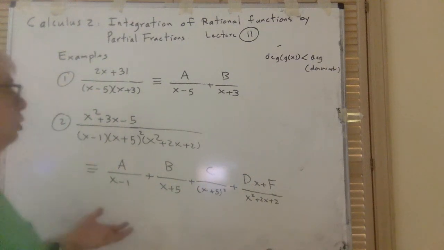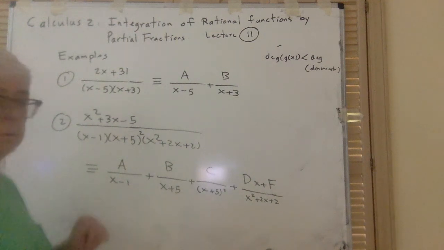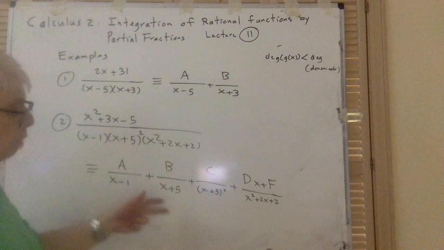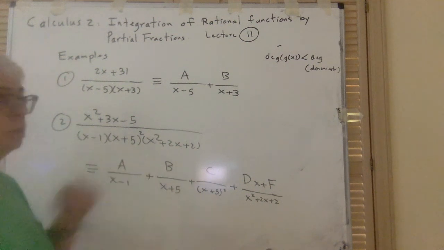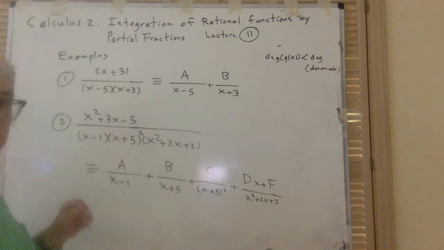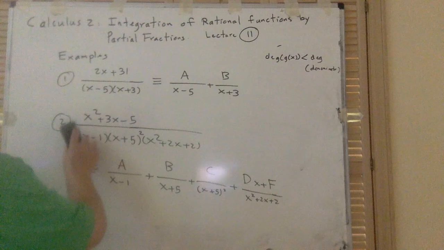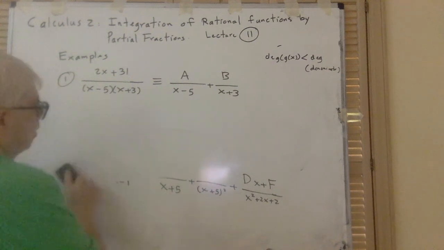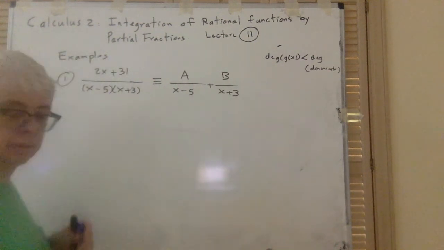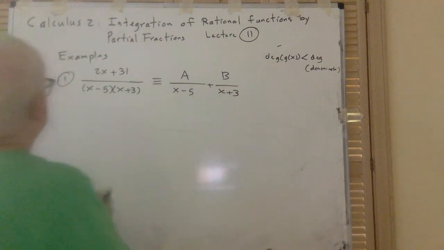But how do we find them? It's very simple. You just put these together, and then the denominators are the same, so the numerators should be equivalent. Now I will do an example. So let's do this one. So examples. Let's say example number 3.